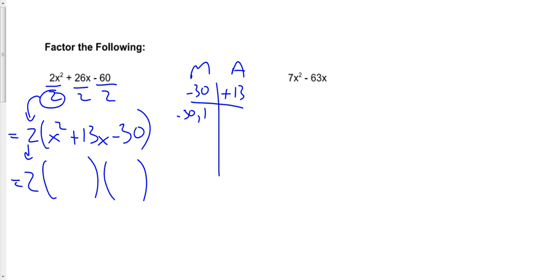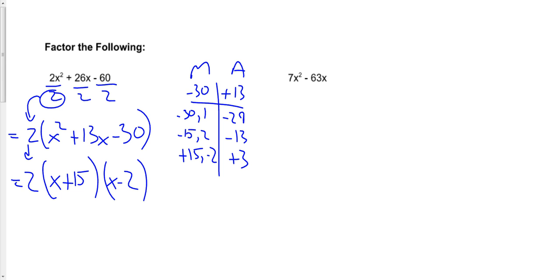So if I take negative 30 times positive 1, that gives me negative 29. If I do negative 15 times positive 2, that gives me negative 13. So now I'm going to flip that. So I'm going to do positive 15 times negative 2, and that gives me positive 13. So my numbers have to be positive 15 and x minus 2.